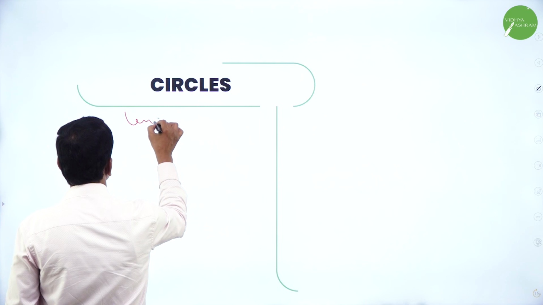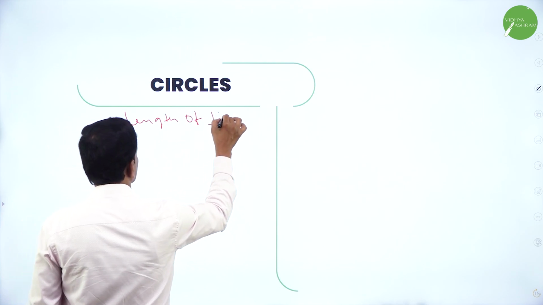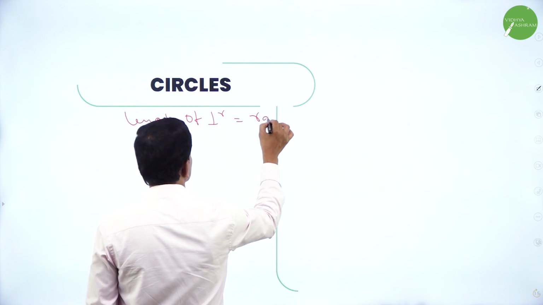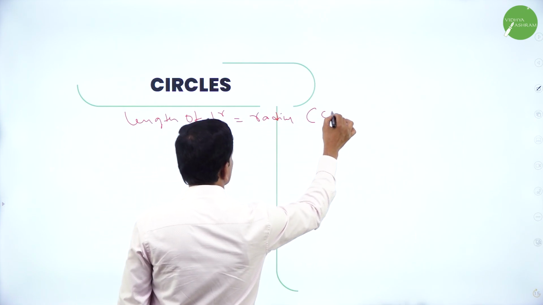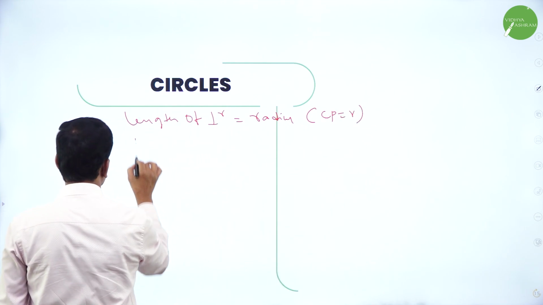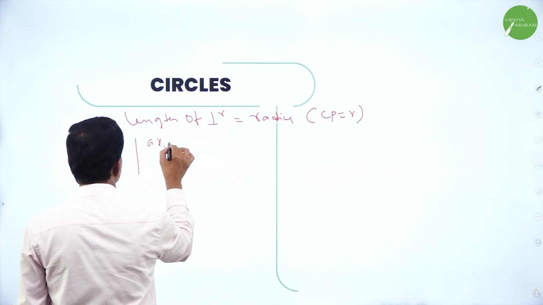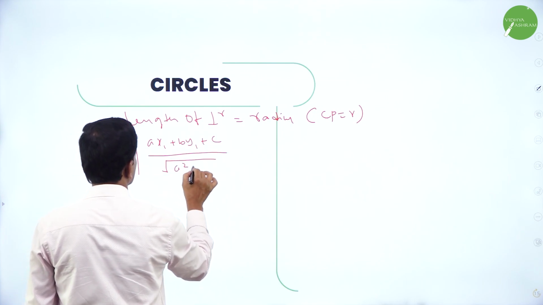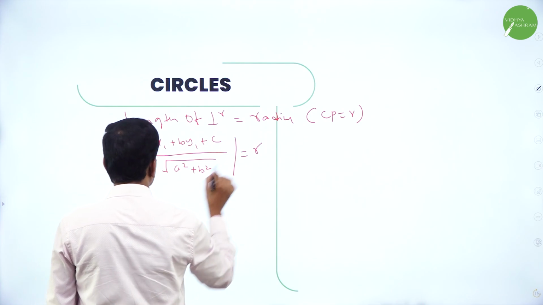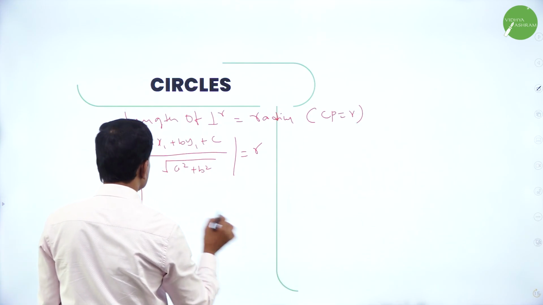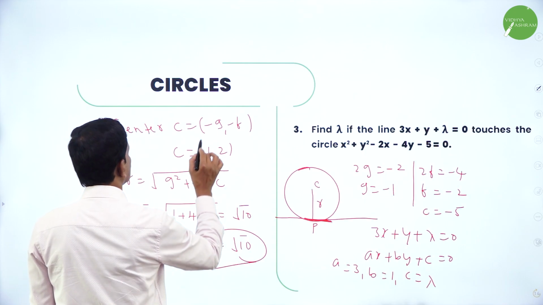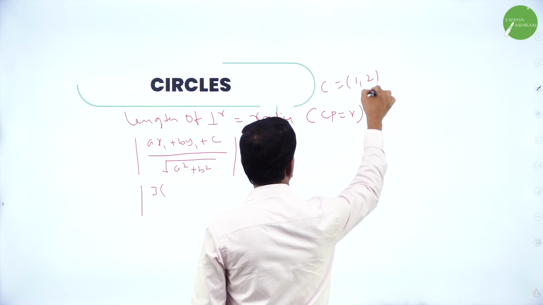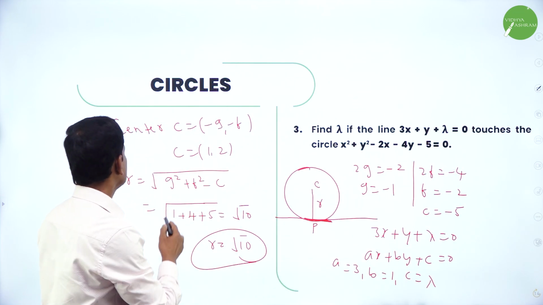CP, length of perpendicular is equal to radius. CP is equal to R. What is the formula? (ax1 plus by1 plus c) by root of a square plus b square is equal to R. So, what is a? A is 3 into x1. x1 is the center. The center is 1 comma 2. This is x comma y. Center is 1 comma 2.